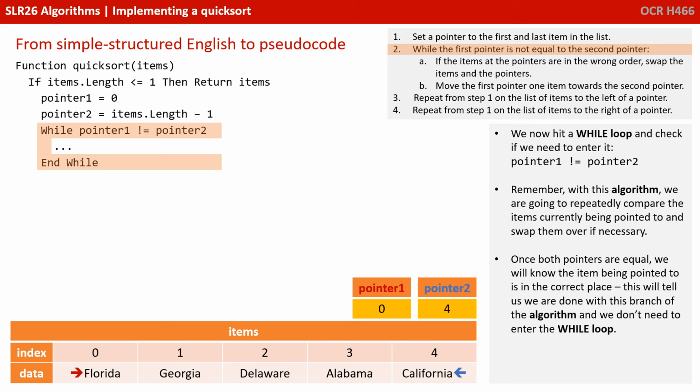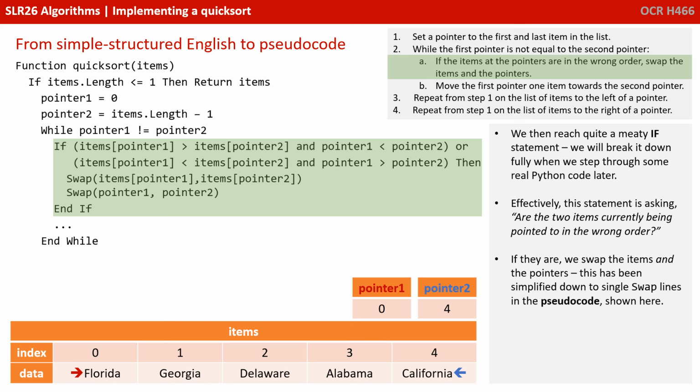We now hit a while loop and check if we need to enter it. Pointer 1 does not equal pointer 2. Remember, with this algorithm, we're going to repeatedly compare the items currently being pointed to and swap them over if necessary. Once both pointers are equal, we'll know the item being pointed to is in the correct place, and this will tell us we're done with this branch of the algorithm and we don't need to enter the while loop.